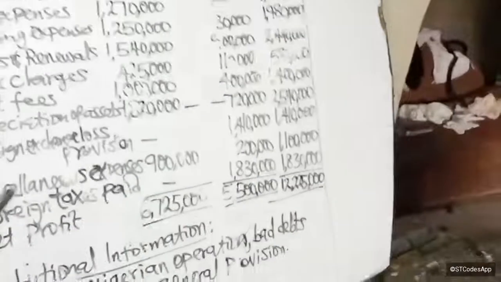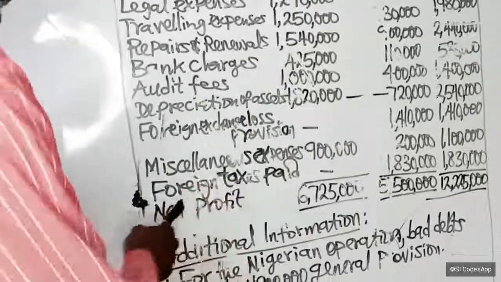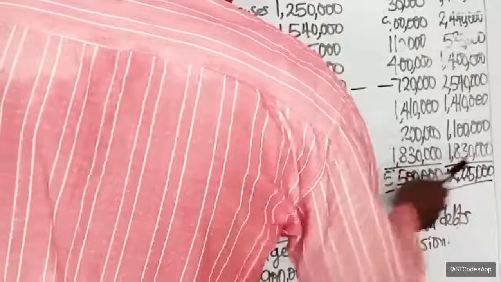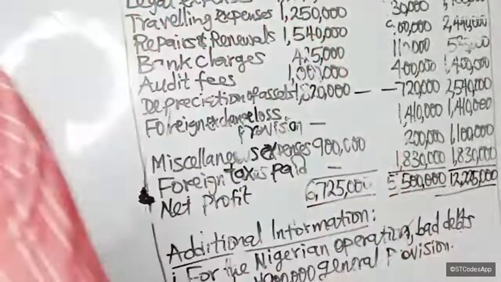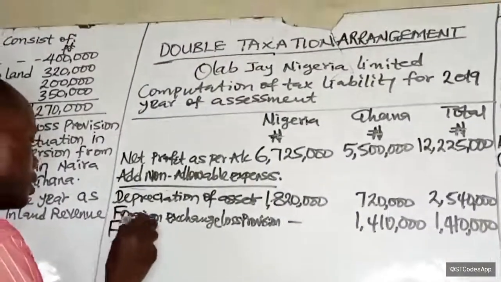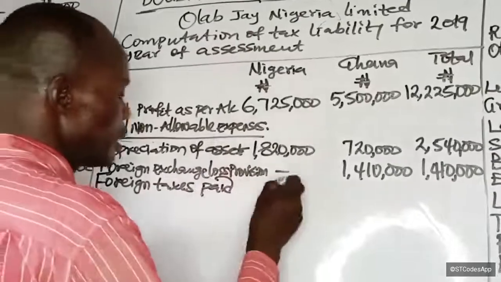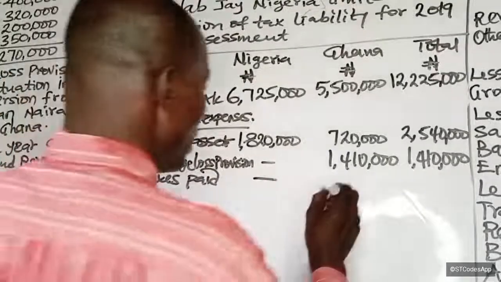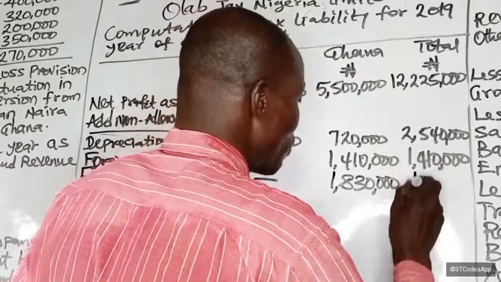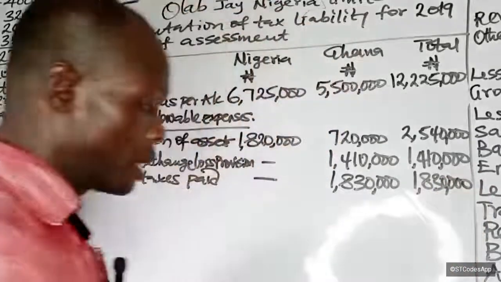We have miscellaneous expenses 900,000, is reasonable. Foreign taxes paid. Nigeria name, Ghana and total 1,030,000. Foreign taxes paid. Nigeria name, Ghana 1,830,000. Now we have additional information.